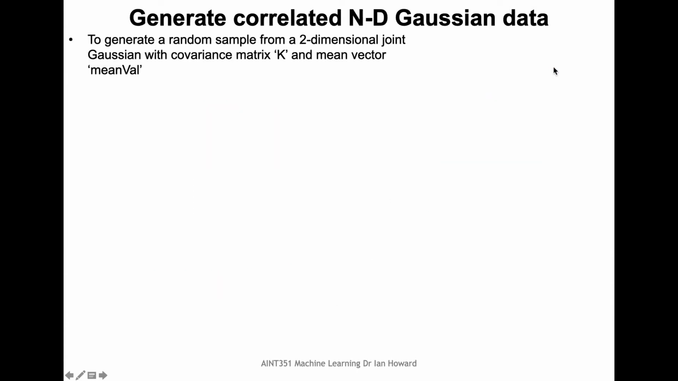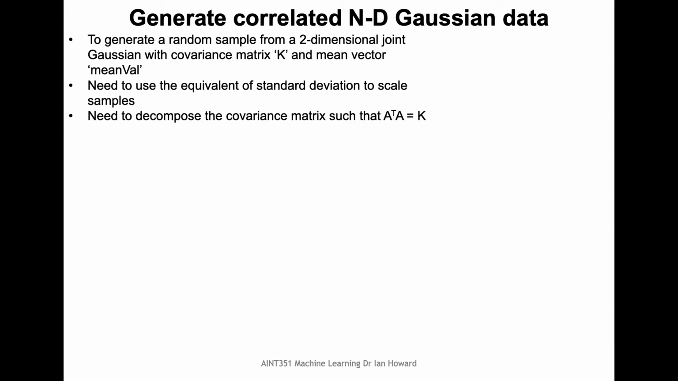Now, generally speaking, we don't want to just multiply by a rotation matrix, because that was just to show you that you can do that. Generally speaking, what we want to do is generate some multidimensional Gaussian data, and I want the data to have a mean of some mean vector, and also a covariance matrix K. So how do we deal with that?